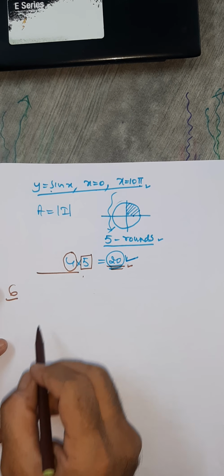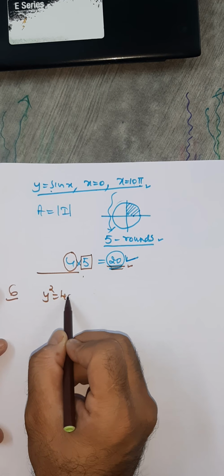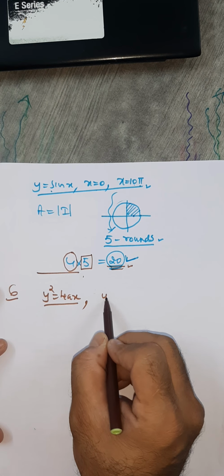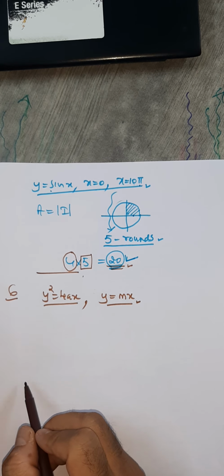Area enclosed by the parabola y squared equals 4ax. This is a standard parabola, and the line y equals mx. So this is the area between the line and the parabola. It is a copy of question number 2.